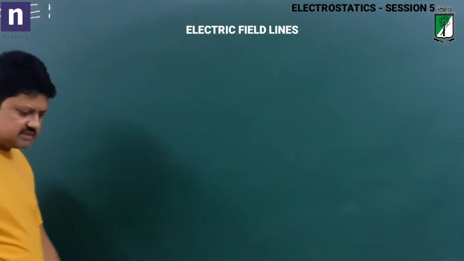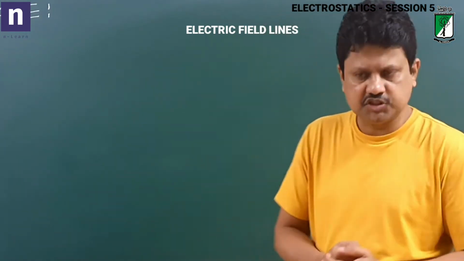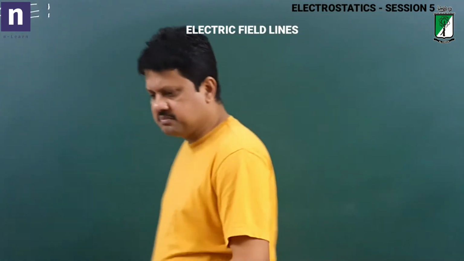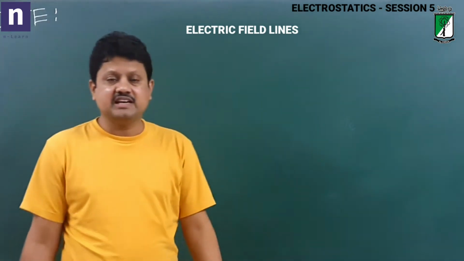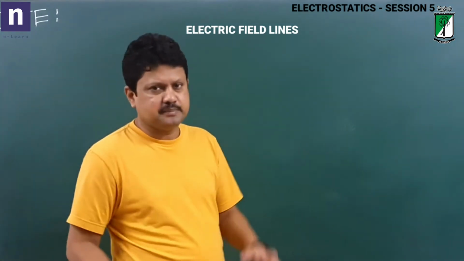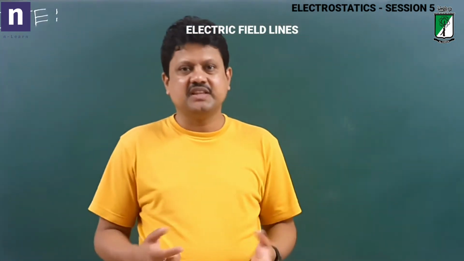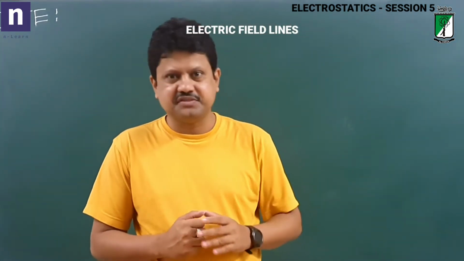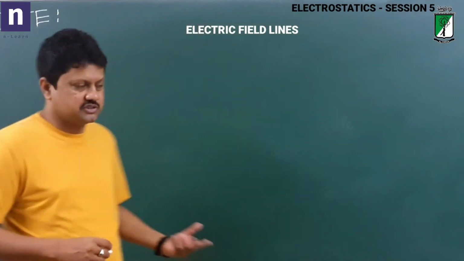Electric field lines are a way of visualizing how the electric field is in a region. This was in the beginning explained by Michael Faraday himself. Electric field lines are imaginary lines drawn in a field to represent the nature of the field, the direction of the field, strength of the field, etc. So it's a way of visualization, that's all.